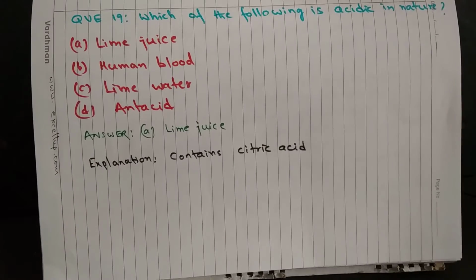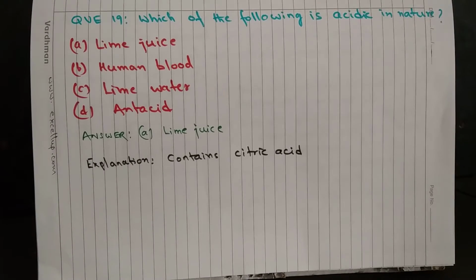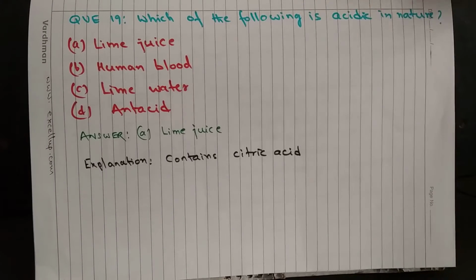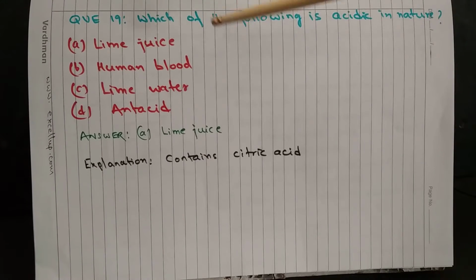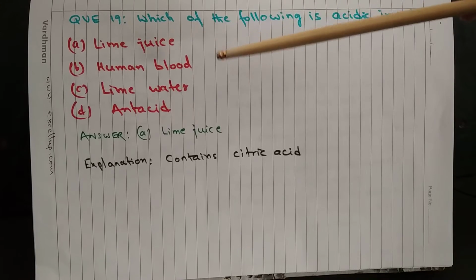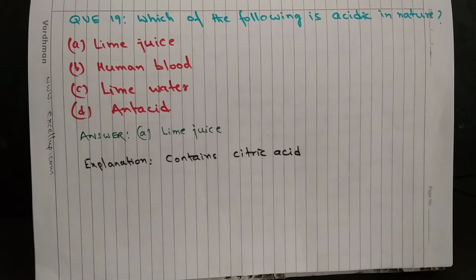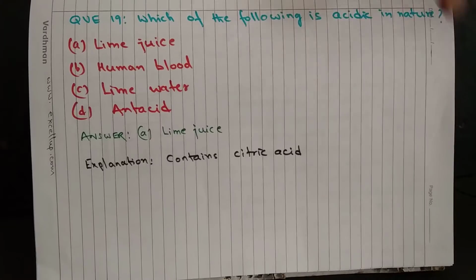Question 19. Which of the following is acidic in nature? A. Lime juice, B. Human blood, C. Lime water and D. Antacid. This is a very simple question and the answer is A. Lime juice. It contains citric acid, which is an organic acid.